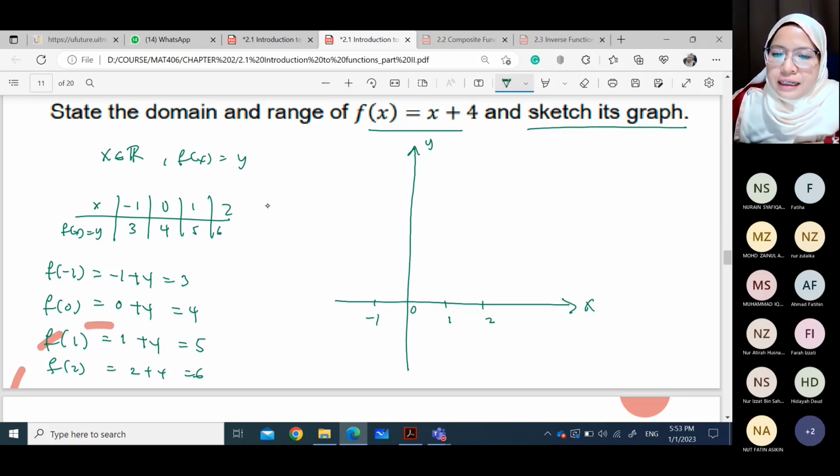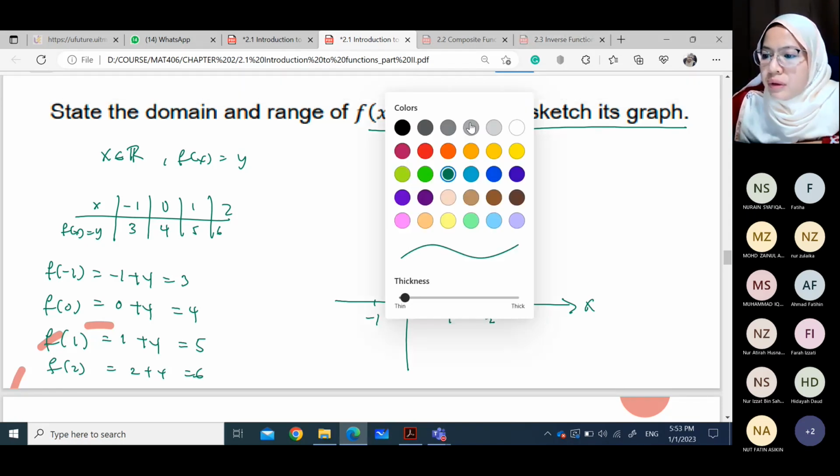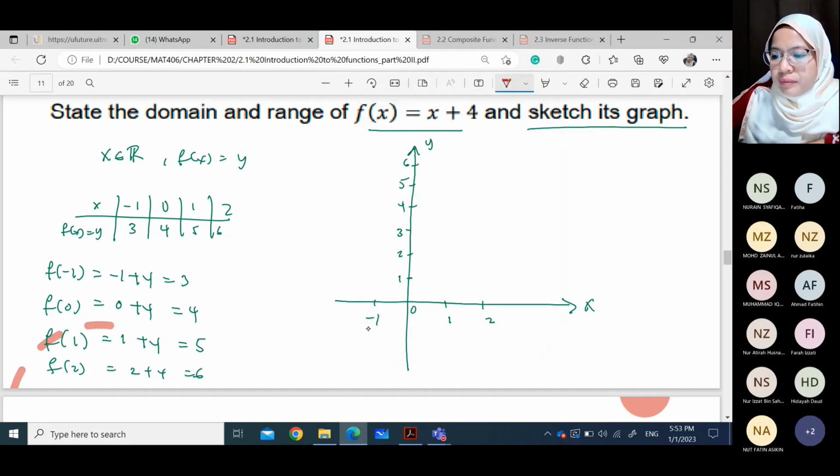Alright, so for our y, we can do this together. For y, the range is 3, 4, 5, 6. So we can start with 1, 2, 3, 4, 5, 6. Okay, alright, so this we call the range. Alright, so now we want to plot the graph.